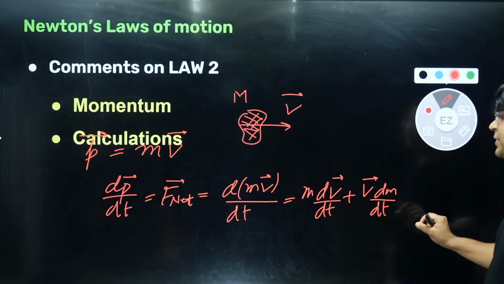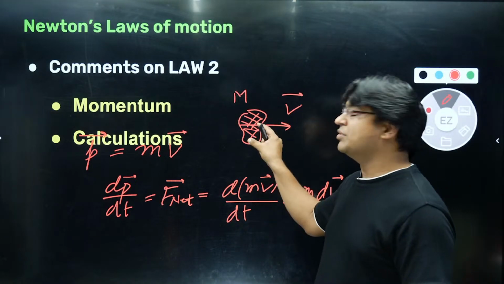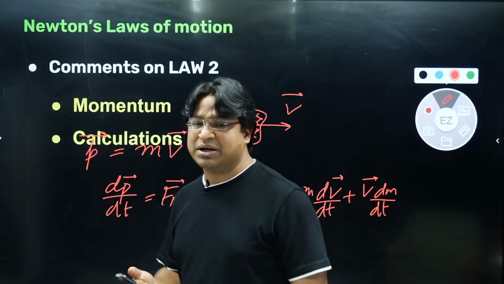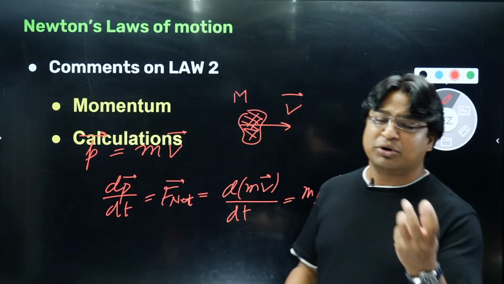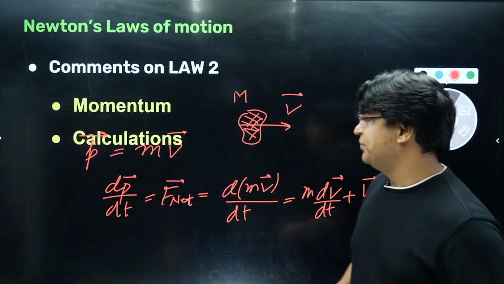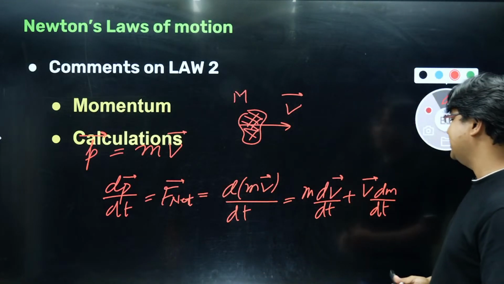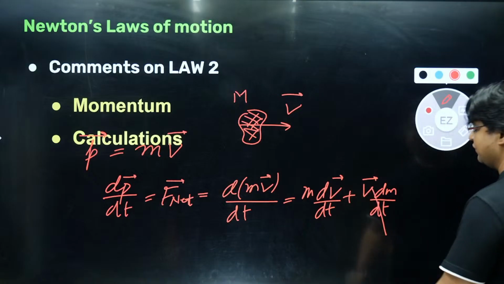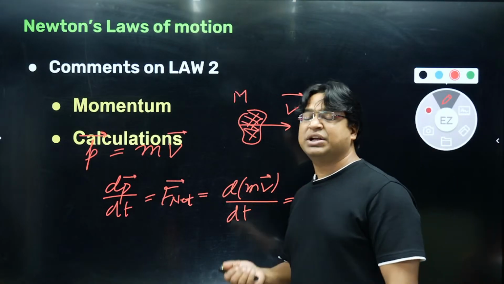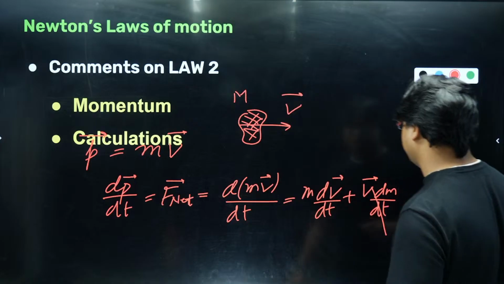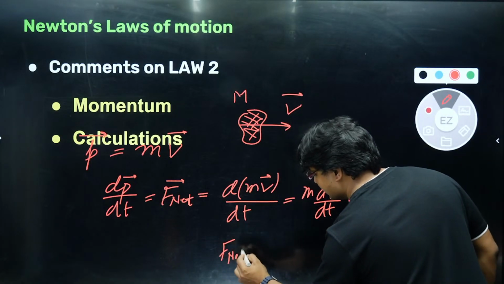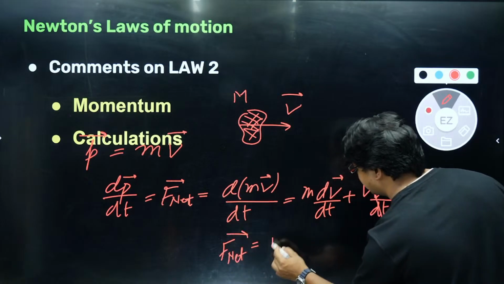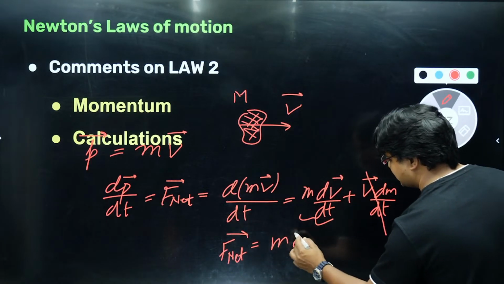Now notice here that if this object is a constant mass object, like the mass of this object is not changing, for example, a ball or a particle, then dm by dt would be 0, and this would be the case with the majority of objects, that their mass would not change. So now we can write that the net force will be equal to mass times acceleration.